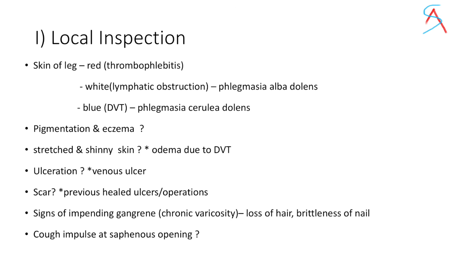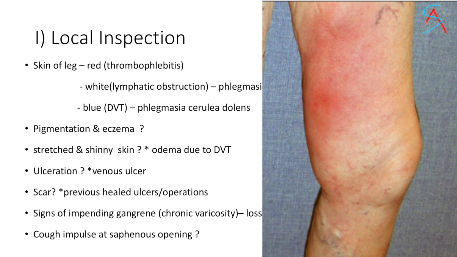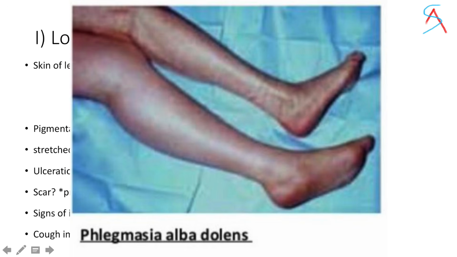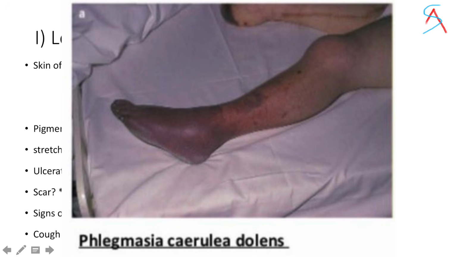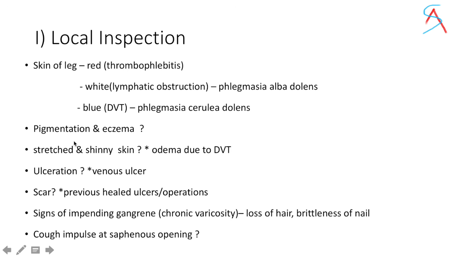Next, in local inspection, we have to talk about the skin of the leg. It could be red in case of thrombophlebitis, or it could be white due to lymphatic obstruction, which is also called phlegmasia alba, or it could be blue in case of DVT, known as phlegmasia cerulea. Whether there is any pigmentation or eczema, or any stretched or shiny skin, which could be there because of edema. Shiny skin could also be there in lipodermatosclerosis.